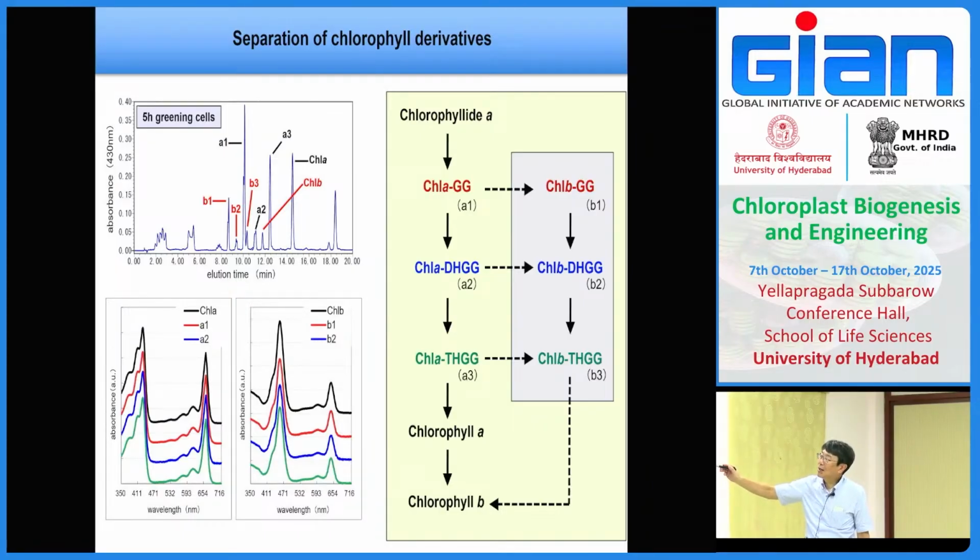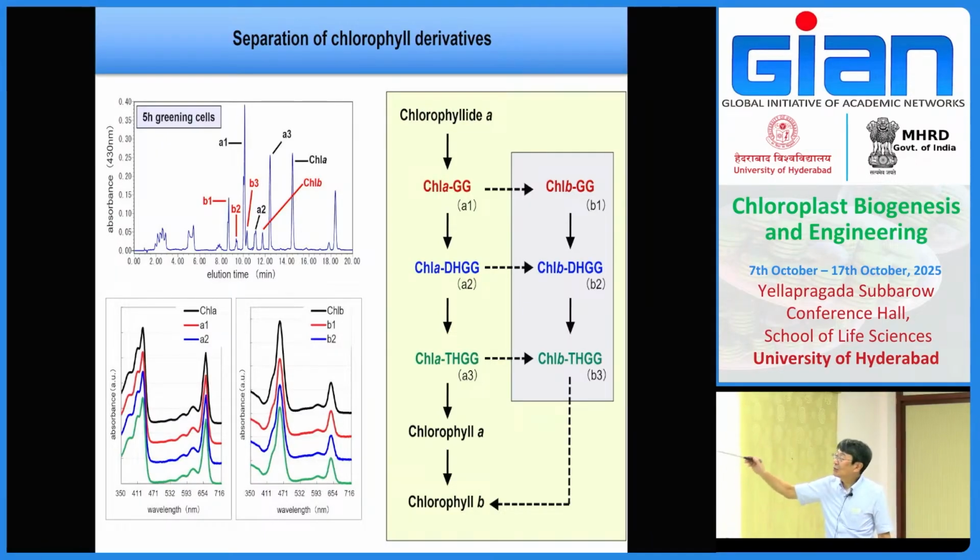So this is A1, which corresponds to A1 here. And then the dihydrogeranylgeranyl chlorophyll A is here. And then tetrahydrogeranylgeranyl chlorophyll A is here. And then finally chlorophyll A. So this is a stepwise conversion.